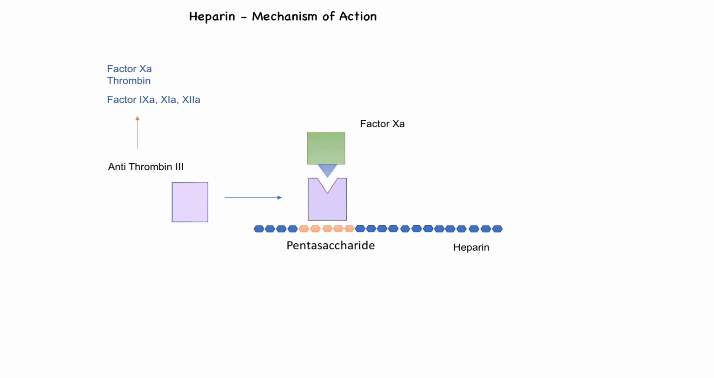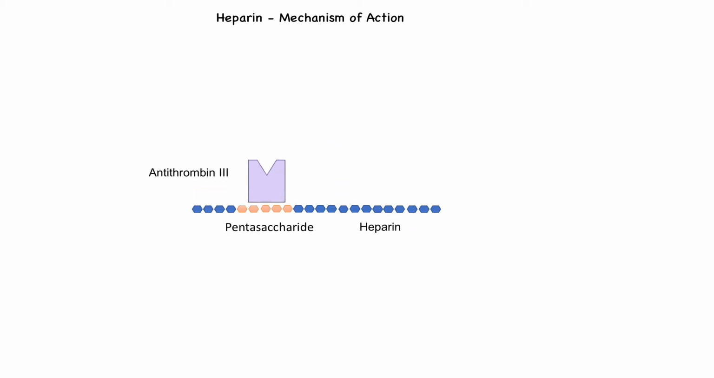Activated factor 10 binds to antithrombin and it results in inactivation of factor 10. In contrast, for inactivation of thrombin, thrombin should also bind to the heparin molecule. For that, the heparin molecule should be of sufficient length so thrombin can bind to it. After antithrombin and thrombin are bound to the heparin molecule, it results in inactivation of thrombin.